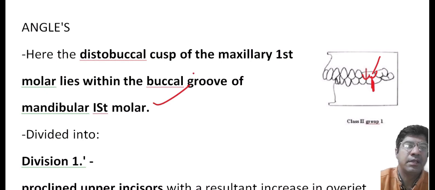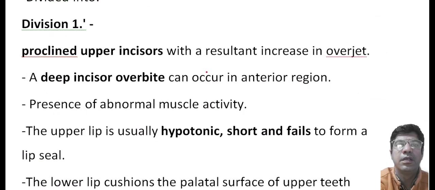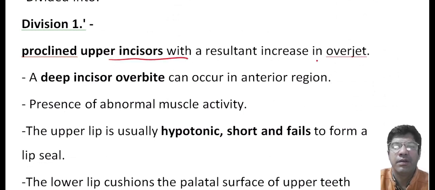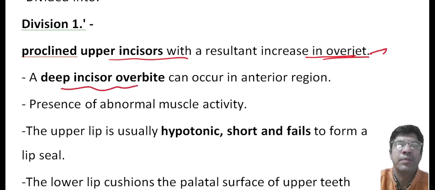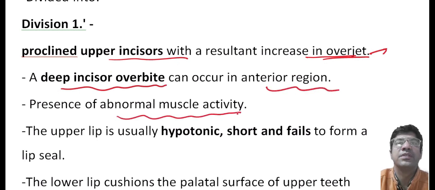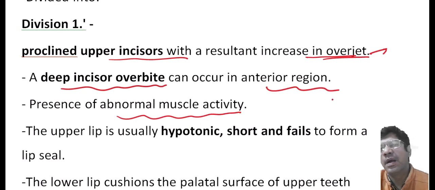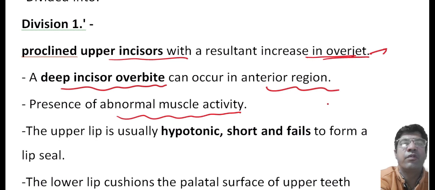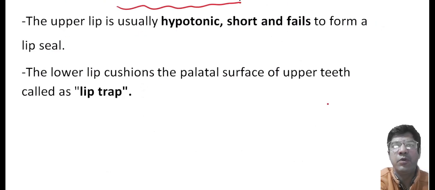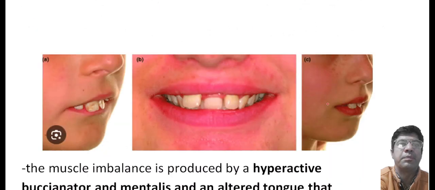It can be divided into division 1. Here you will see proclined upper incisors with increased overjet, that is the horizontal distance. A deep incisor overbite can occur in the anterior region. There could be presence of abnormal muscle activity. The upper lip is hypotonic and fails to form a lip seal. The lower lip cushions the palatal surface of upper teeth, that is known as lip trap.